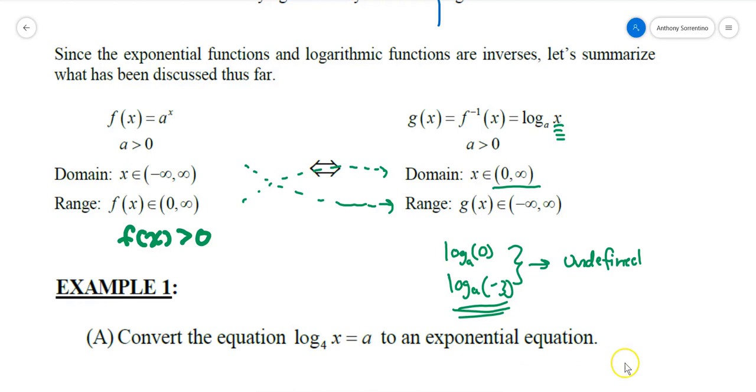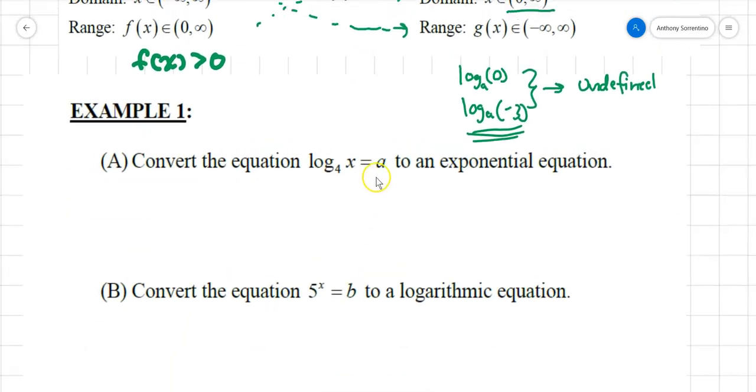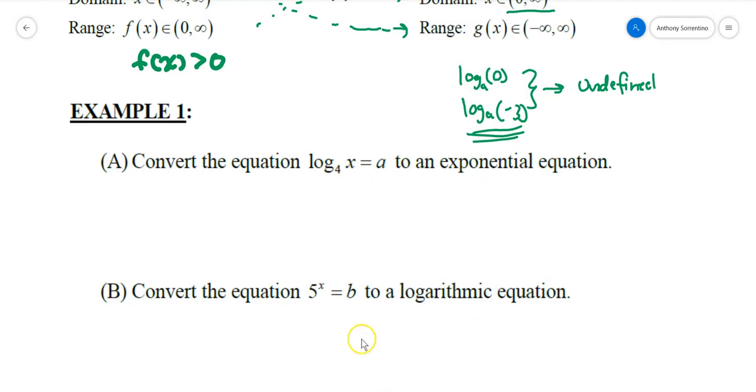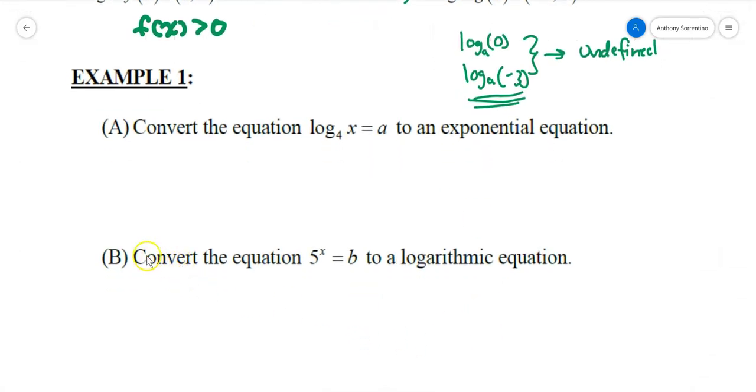And so, given this information, for example 1a, you're asked to convert the equation log base 4 of x equals a to an exponential equation, and then you're asked to do basically the opposite, convert the equation 5 to the x power equals b to a logarithmic equation. Part A, remember that I always recommend start with the base. The base in this one is 4. So I'm starting with that base, which means that the base of the logarithm should be the base of the exponential function.